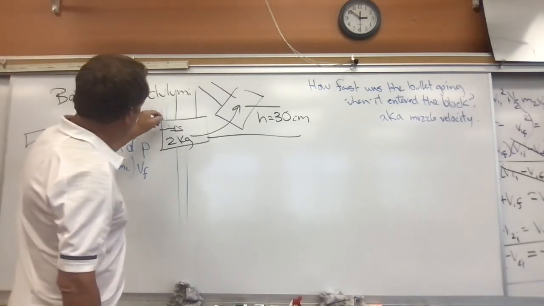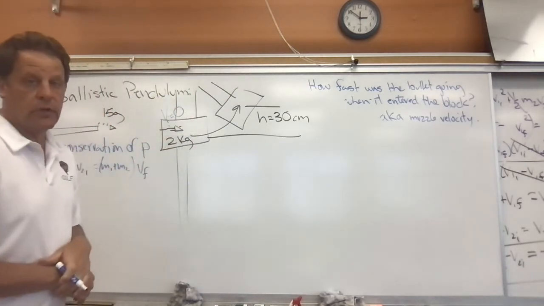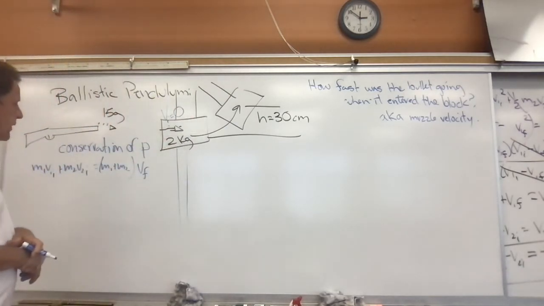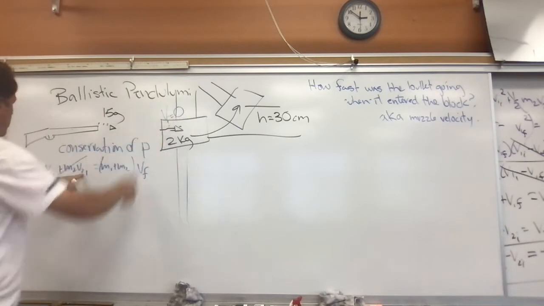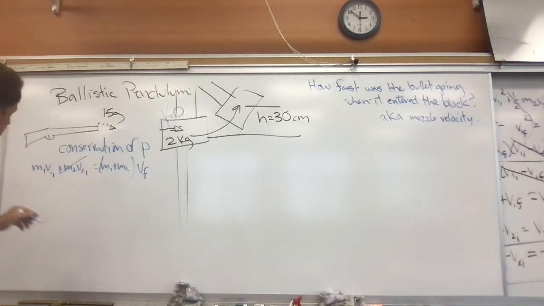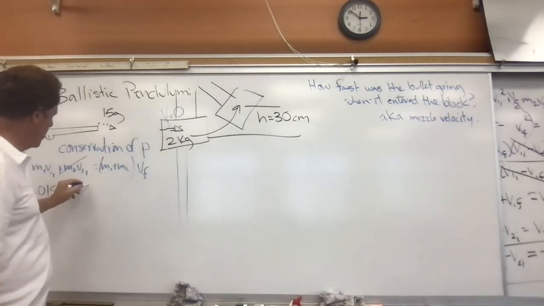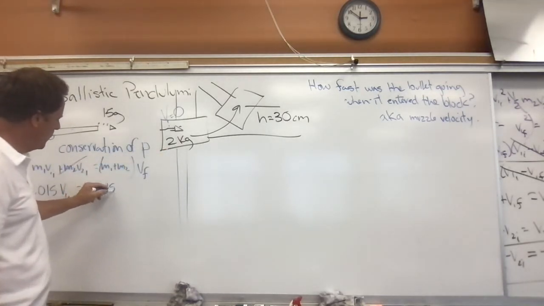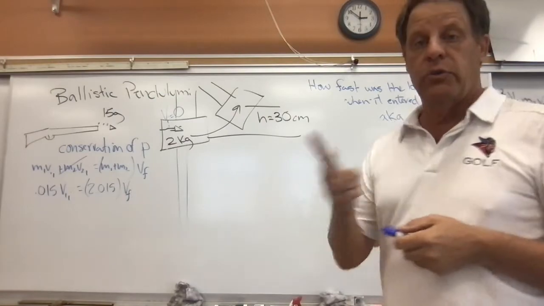We are also going to say that the initial velocity of the block is going to be 0. All right, so that is going to simplify some things. We also know that 15 grams is 0.015 kilograms, times v1 initial, and that's going to equal 2 kilograms plus 15 grams, which is 2.015, times v final. So we can see here that with this equation, we have two unknowns.